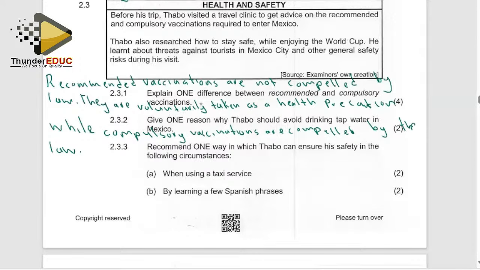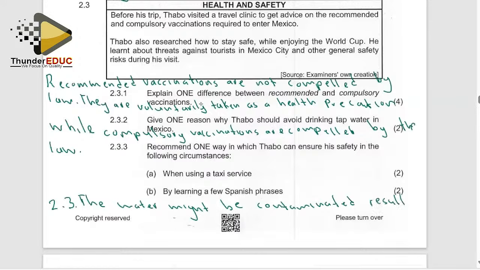All right, 2.2.3. Give one reason why Thabo should avoid drinking tap water in Mexico. All right, the water might be contaminated, resulting in waterborne diseases such as, so you must avoid that one because it results in water diseases, e.g. cholera. So tourists should avoid drinking water directly from the tap.